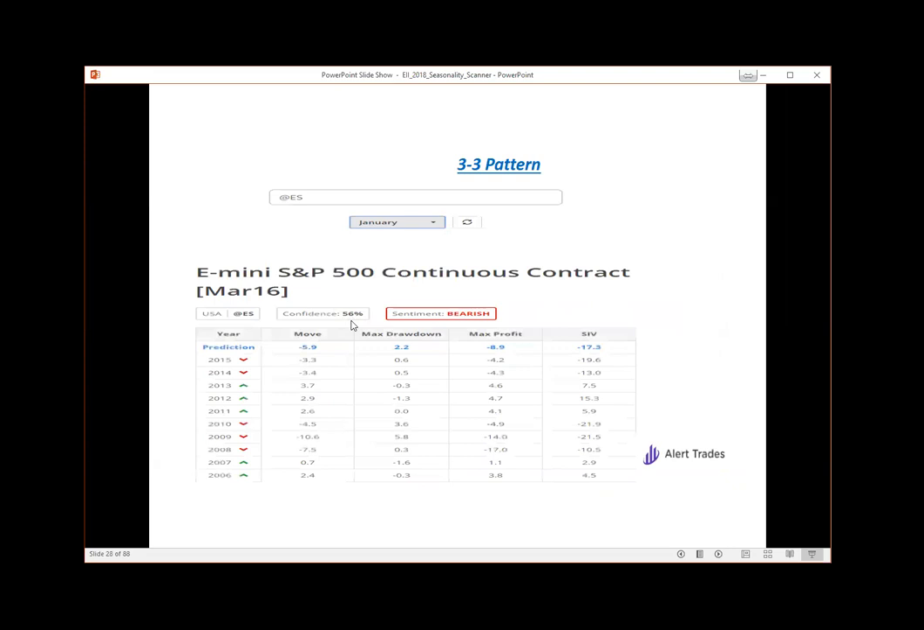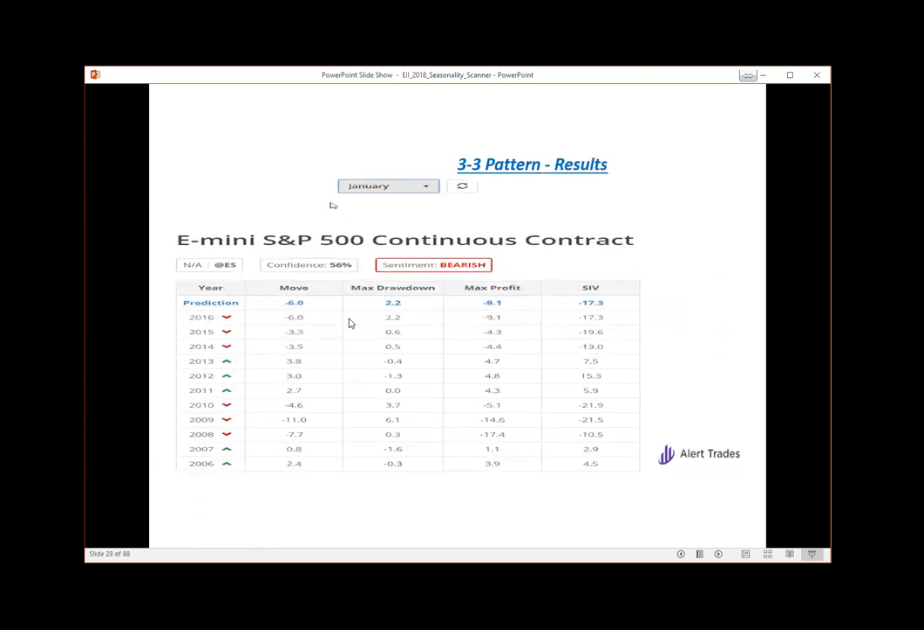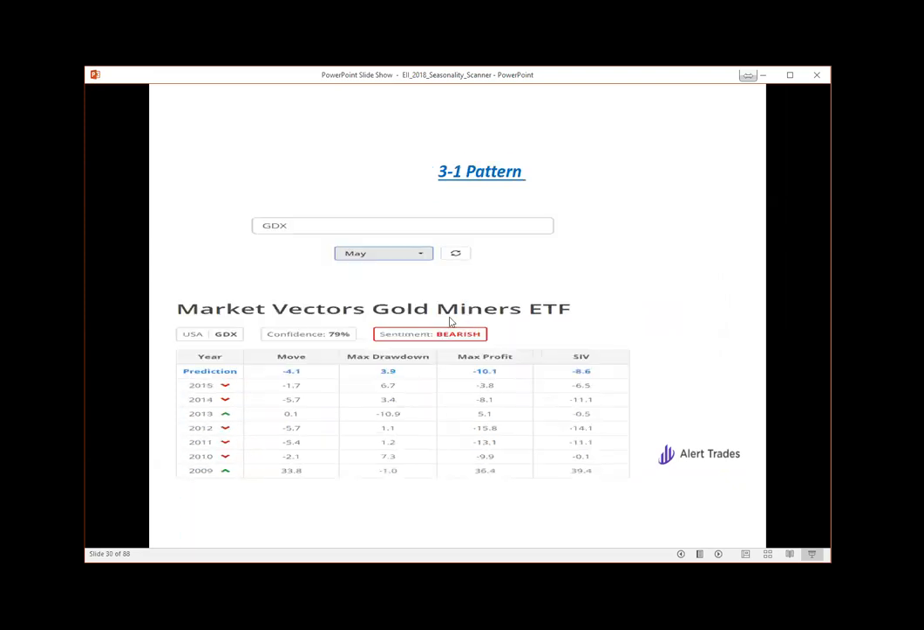Notice this percentage is 56%. Look what happened here: 3, 3, 2, and 3. And you could see that here, it moved 6% that year. So in 2016, this is the one we just discussed, okay? So this is the alternating three pattern here.